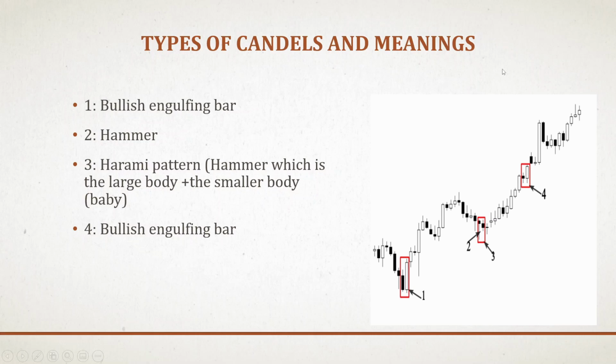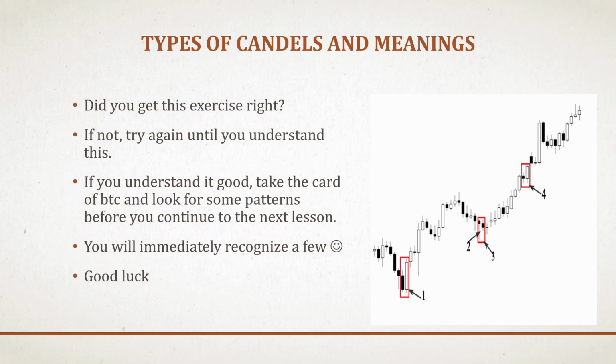But why is it going in the same direction? Because it's an upward direction, and when it goes in an upward direction and we get this, that means the market will continue doing the same thing. So that's why it's an upwards direction. Did you get this exercise right? If you did not, try it again, and try it until you understand this.